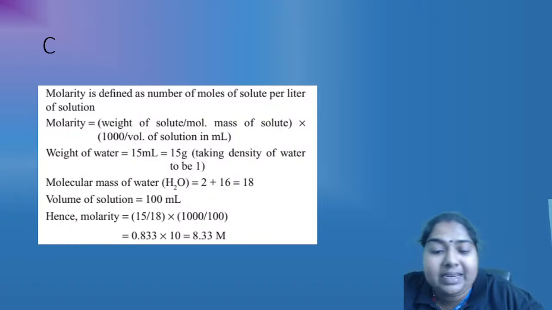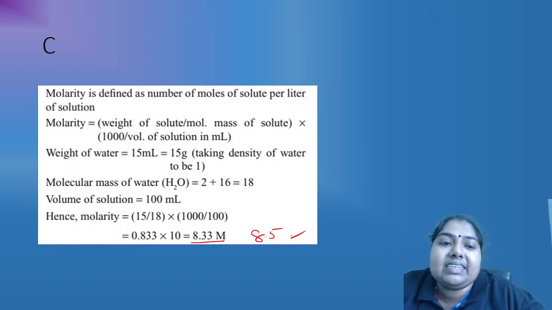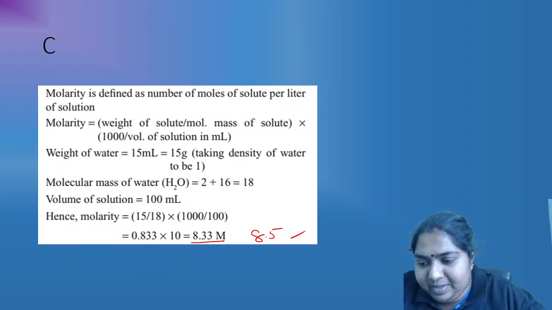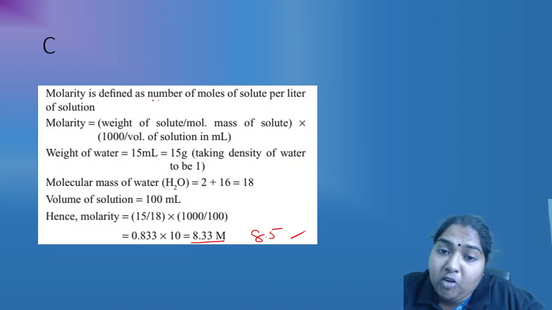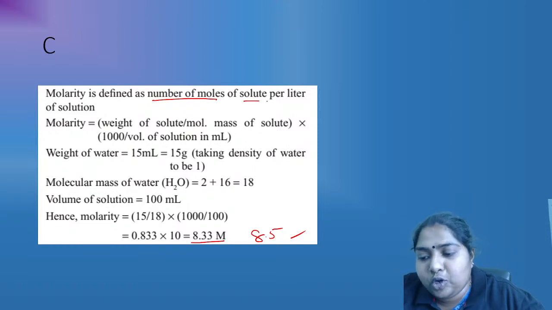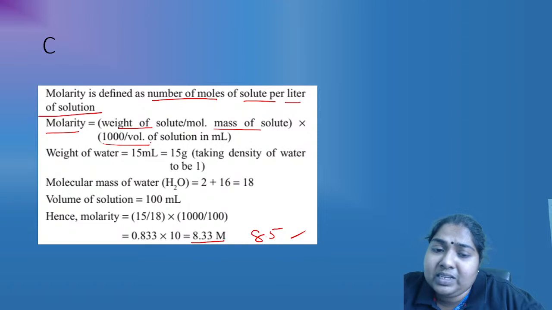Right. It is 8.33, so they have rounded off to 8.5. Okay, so you're right only. Correct, Piali. You are right. So, good. Molarity means the number of moles of the solute per liter of solution. So, it is the weight by the molecular mass, into the volume, so 1000 divided by the volume. This is what we generally use.